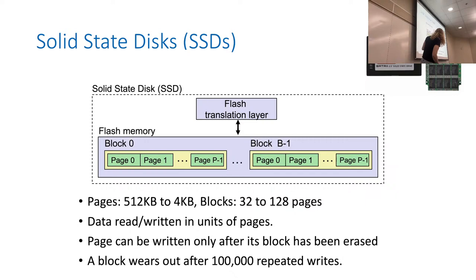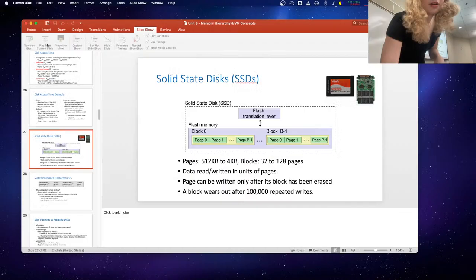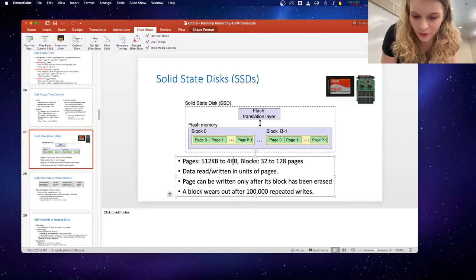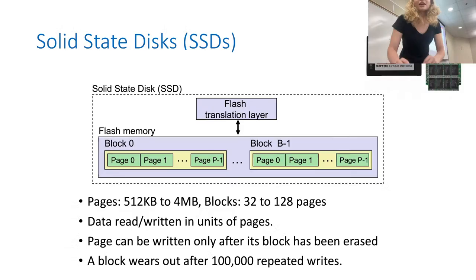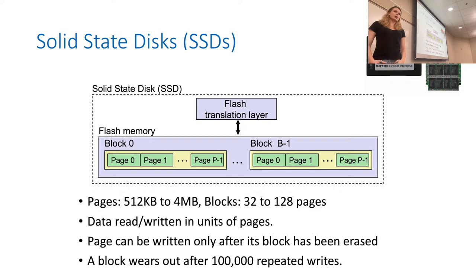512K to 4K? That's not right. That is almost certainly supposed to be an M. Doesn't make any sense for it to be anything else. So basically, a page is somewhere between 512 kilobytes to 4 megabytes. That's small. That's not a lot of information. And usually you've got 32 to 128 blocks per page.